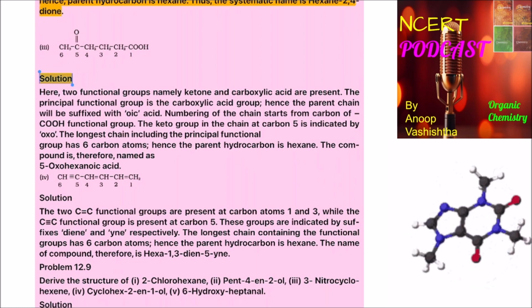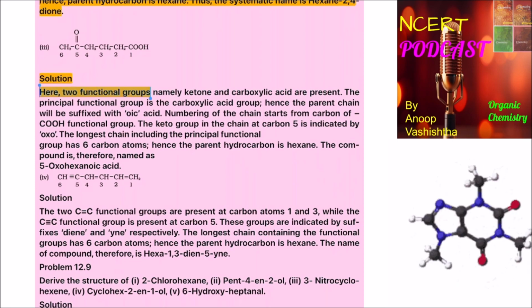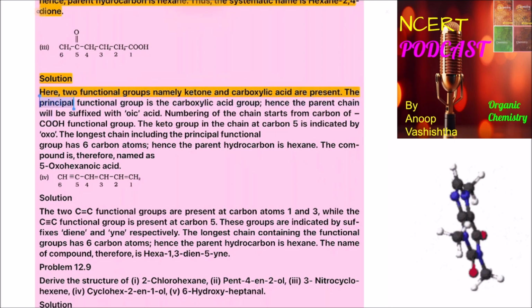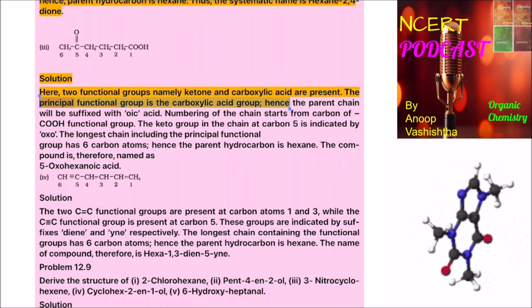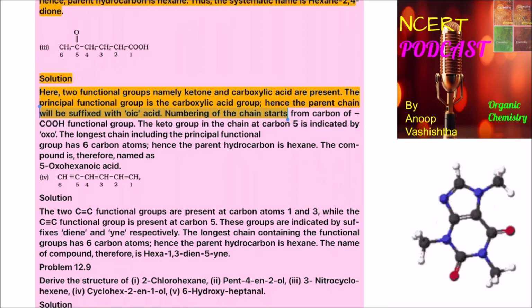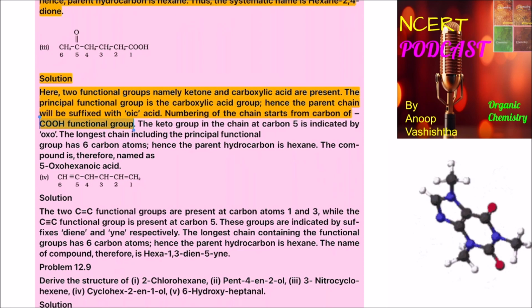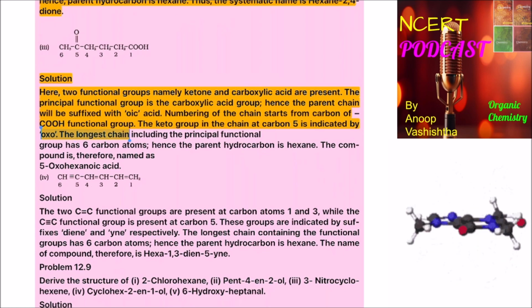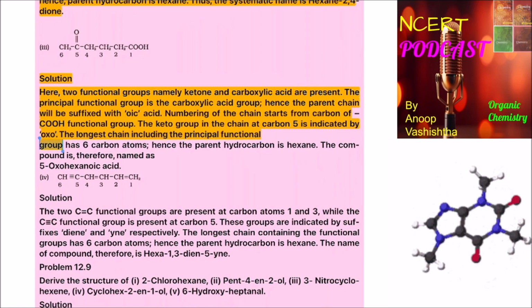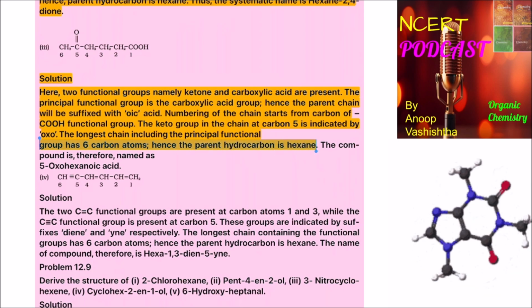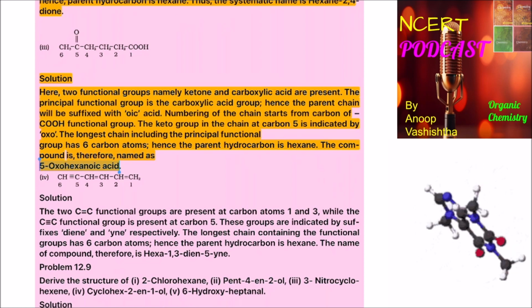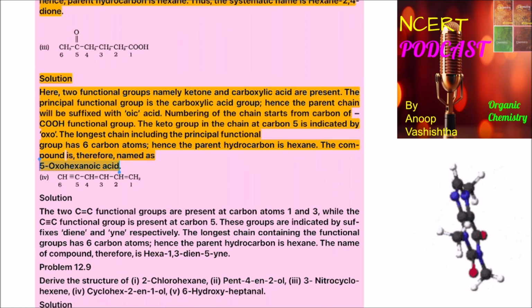Third, solution. Here, two functional groups, namely ketone and carboxylic acid, are present. The principal functional group is the carboxylic acid group. Hence, the parent chain will be suffixed with -oic acid. Numbering of the chain starts from carbon of COOH functional group. The keto group in the chain at carbon 5 is indicated by oxo. The longest chain, including the principal functional group, has 6 carbon atoms. Hence, the parent hydrocarbon is hexane. The compound is therefore named as 5-oxohexanoic acid. Fourth, solution.